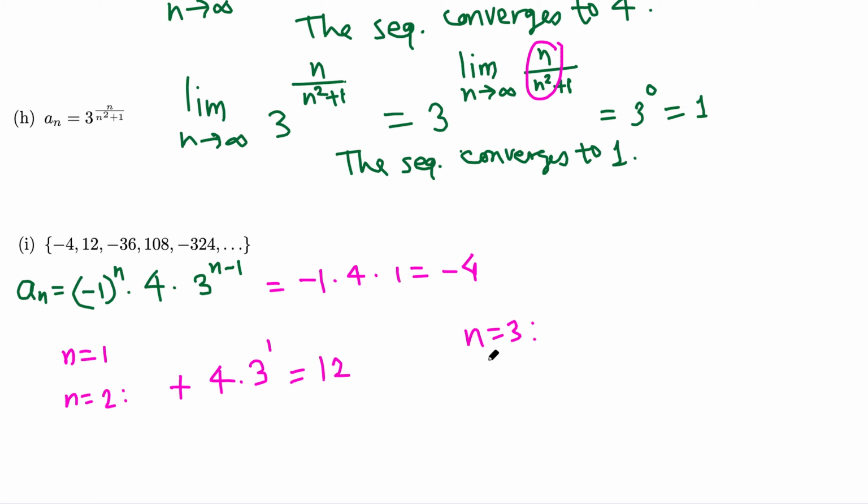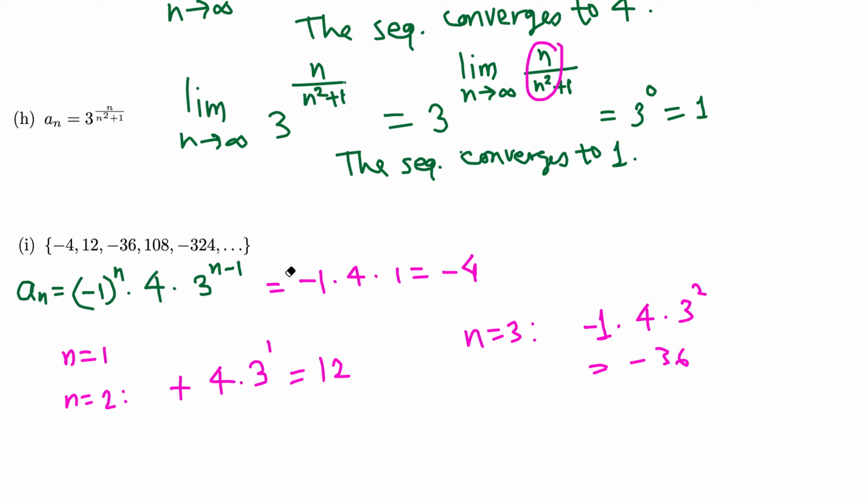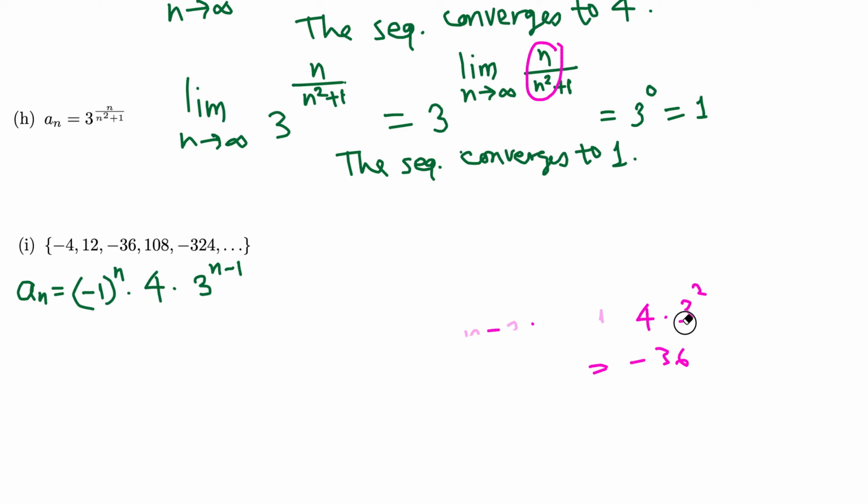Let's check the third term as well. N equals 3, negative 1 cubed, just negative 1, times 4, times 3 raised to 3 minus 1, 3 squared. So that is negative 9 times 4, 36. Okay, we are there. So this is good enough. So we have negative 1 to the n, times 4, times 3 raised to n minus 1.